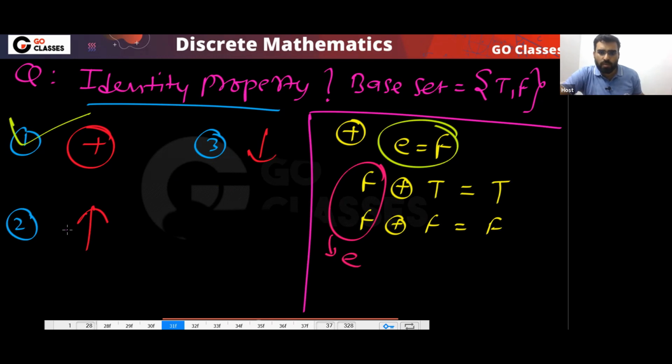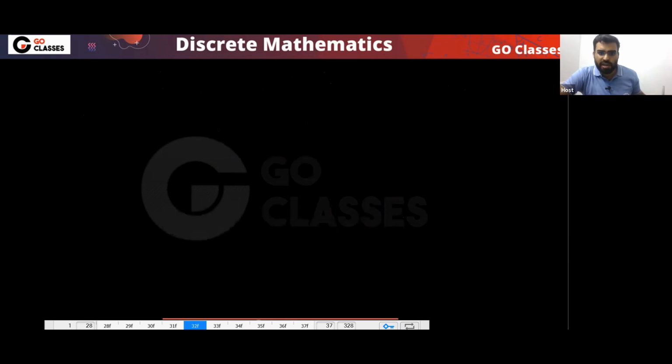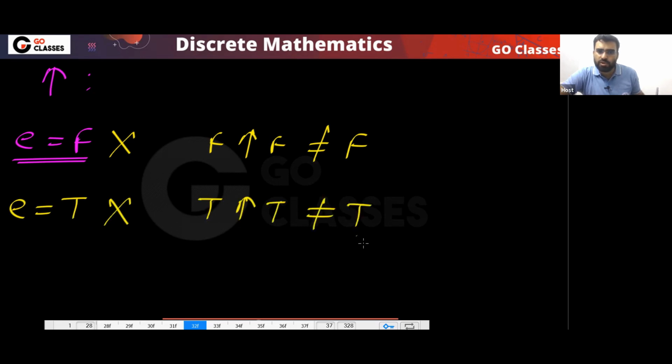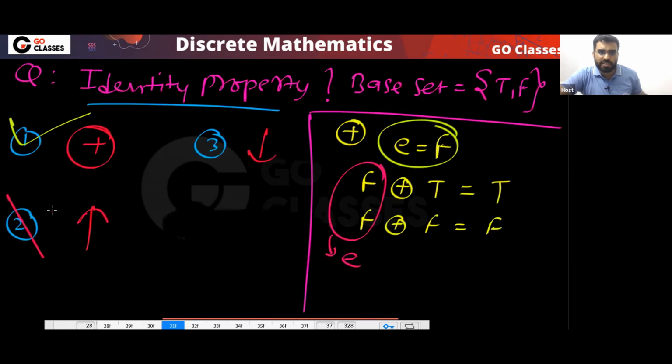And what about this NAND, NOR? Is there identity element for NAND? For this NAND, check E equal to false. This identity element will not work. Why? Because if you notice, what is false NAND false? This is not equal to false. So this will not work. And what about true? This will also not work because true NAND true is not equal to true. So there is no identity element for NAND.